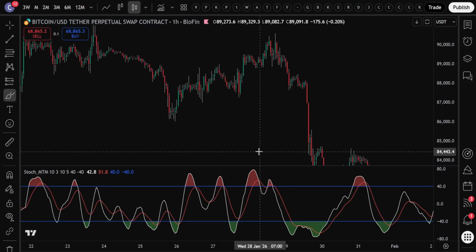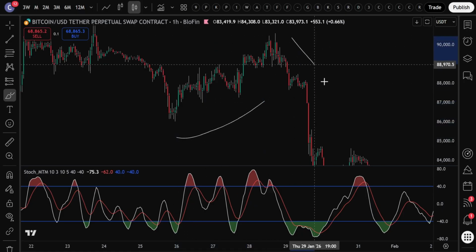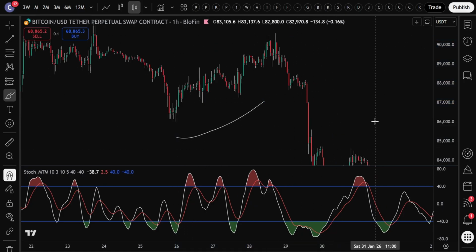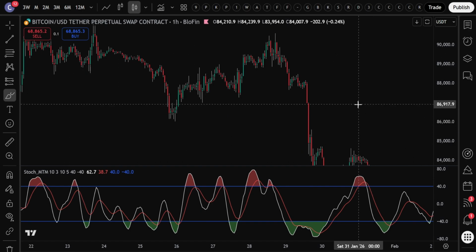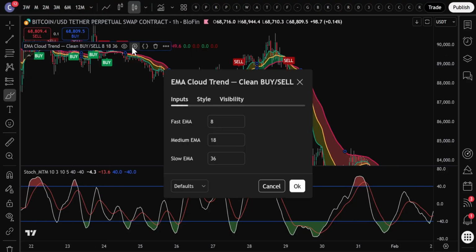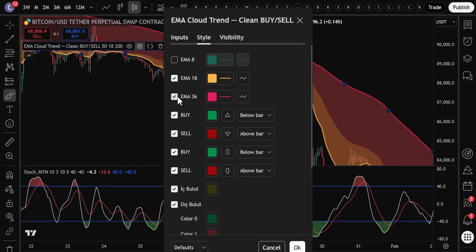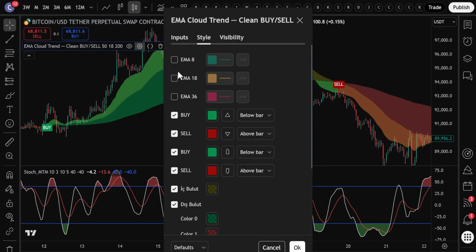Now you might be wondering, how do I know if the market is in a bullish trend or a bearish trend? Well, to avoid subjectivity, you can add another indicator to your chart. Click on the Indicators tab, type EMA Trend Cloud, and select it. Click on the indicator settings, then click on Inputs and change the fast EMA length to 50 and the slow EMA length to 200. Click on Style and uncheck the fast EMA and slow EMA checkboxes.